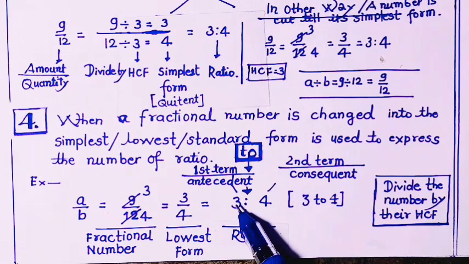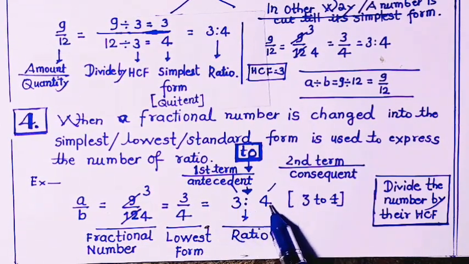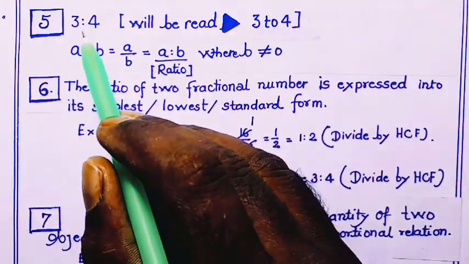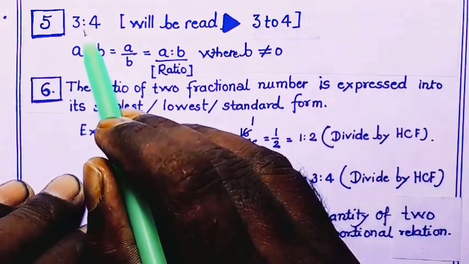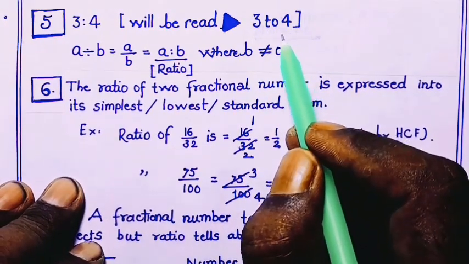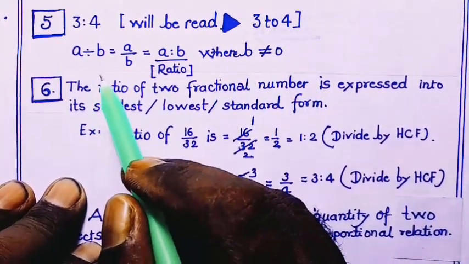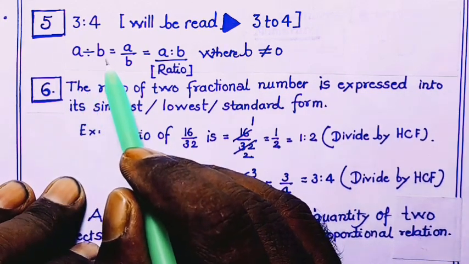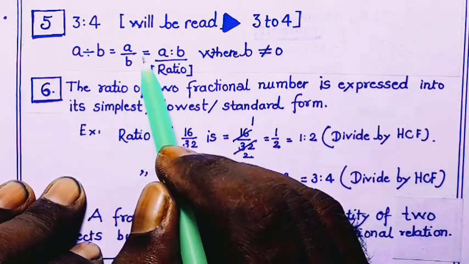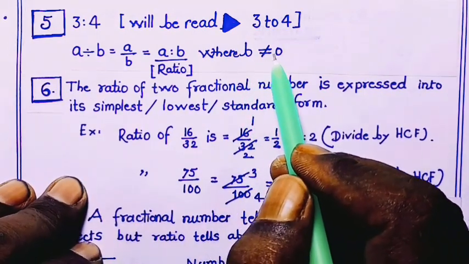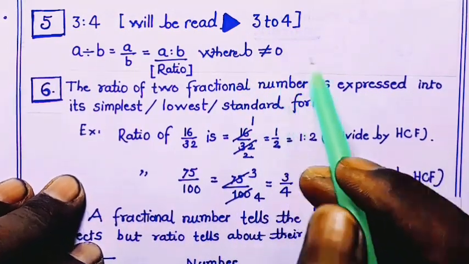In other words, 3 is called antecedent, and 4 is called consequent. 3 to 4 will be read in this way, 3 to 4, and it can also be written in this way, a divided by b equal to a by b equal to a to b, where b is not equal to 0.